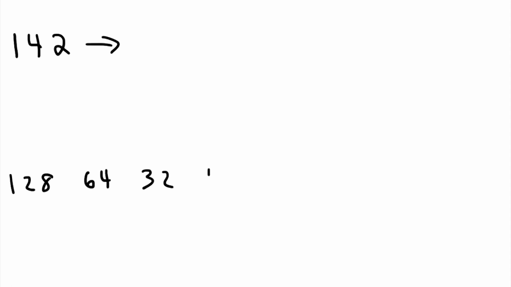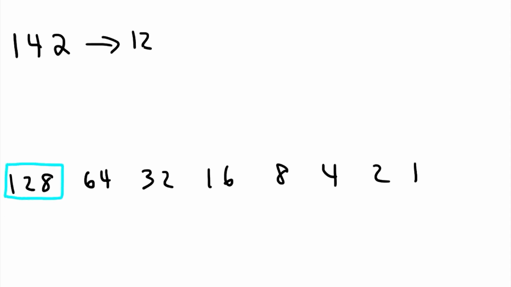Now here's another example. Let's say we have the number 142. Let's convert that into a binary number. So let's write the list of numbers that we're going to work with. 128, 64, 32, 16, 8, 4, 2, and 1. So the highest base 2 number under 142 is 128. So let's start with that.